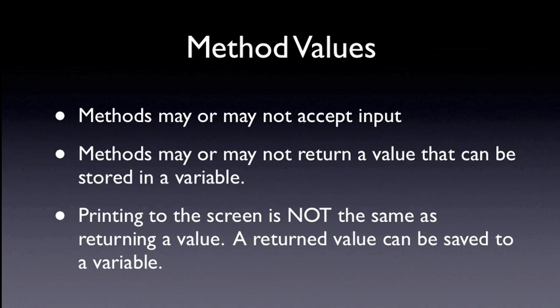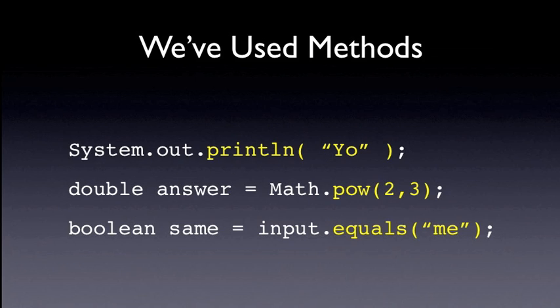Methods may or may not return a value that can be stored in a variable. So if we go back again, you'll notice that the last two examples, Math.pow, 2 to the third power, is going to return an answer, and what I mean by return is I can take the answer generated by the POW method and store it into the variable answer. Notice I can actually have that method on the right-hand side of an assignment operator because it's going to pass a value back to the variable on the left.